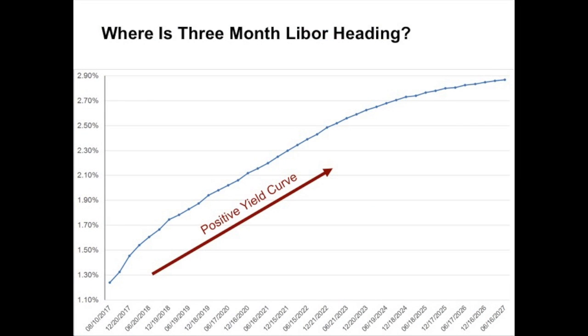If you look at dollar interest markets, you will see we have a positive yield curve where 3-month interest rates are forecast to rise. Each dot on this graph shows where 3-month LIBOR, as indicated on the financial futures market, is headed. The market is saying that short-term interest rates will more than double from today's level of around 1.3% to well over 2.6% in the next 10 years.